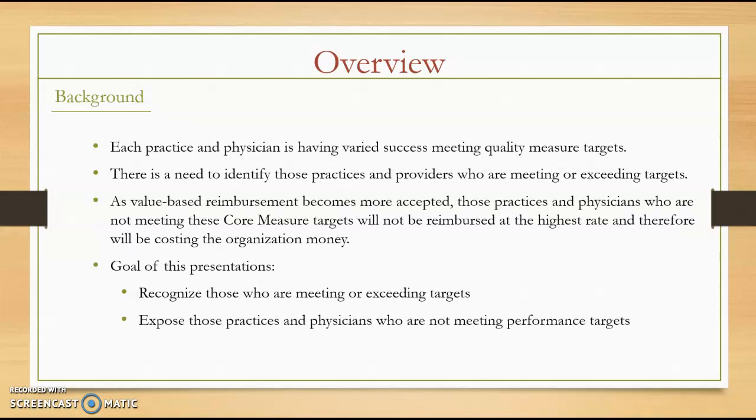Background of the situation. Each practice in this organization, as well as the physicians, are having varied success meeting quality measure targets. There is a need to identify those practices and providers who are meeting or exceeding these targets. Goal is to expose these practices and physicians who are not meeting performance targets, as well as recognize those who are meeting or exceeding targets. What is the best way to do this?